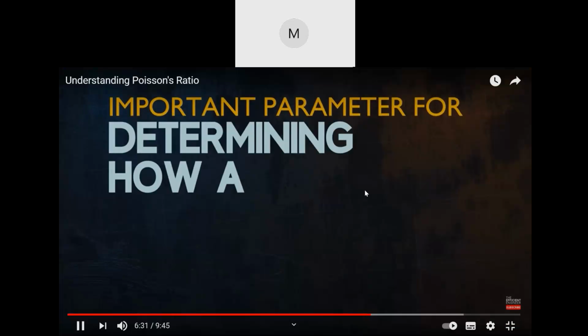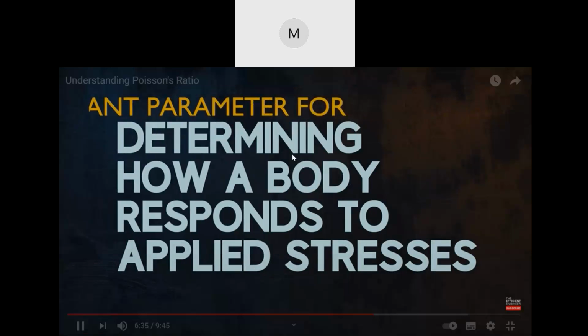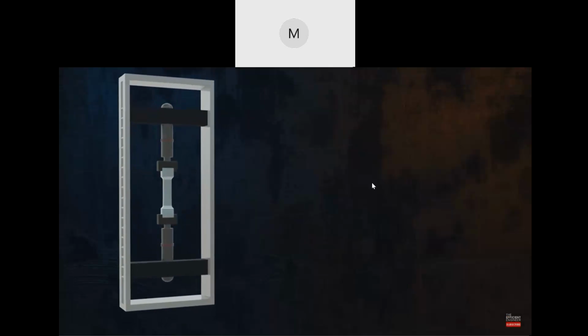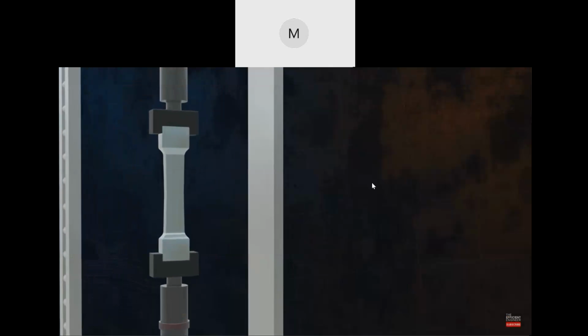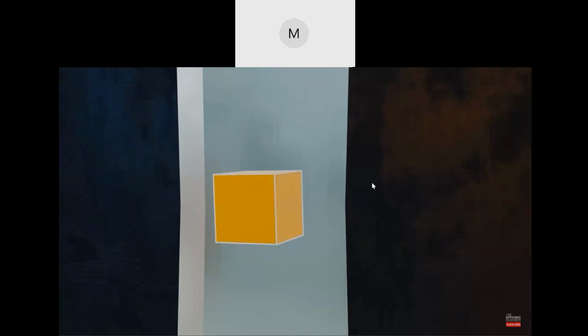Because it tells us how a material deforms, Poisson's ratio is a very important parameter in continuum mechanics for determining how a body responds to applied stresses. Let's look at a simple case of uniaxial stress, the tensile test. It is easy enough to determine the strains acting on a small piece of the specimen under test. The applied stress is a normal stress in the x direction, sigma x.